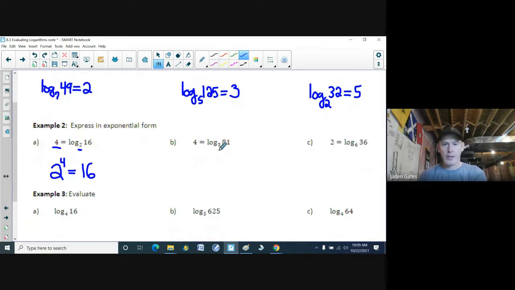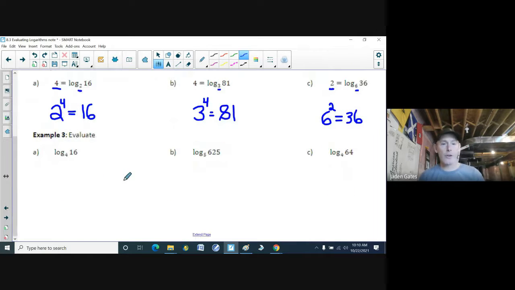Let's see here. The next one, we got 4 is equal to log base 3 of 81. Well, again, our base is 3. The answer is 81. What exponent would work on the base of 3? A 4. 3 to the power of 4 equals 81. All right, let's see. One more of those. And then we're actually going to solve some of these. So again, there's our base of 6. The answer is 36. The exponent I would need to make that happen is a 2. 6 squared equals 36.